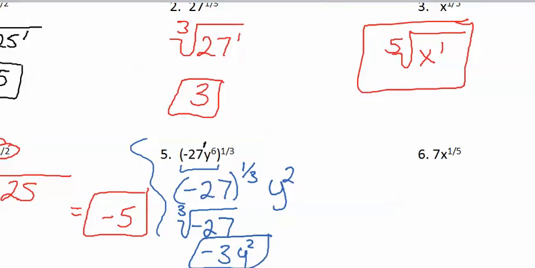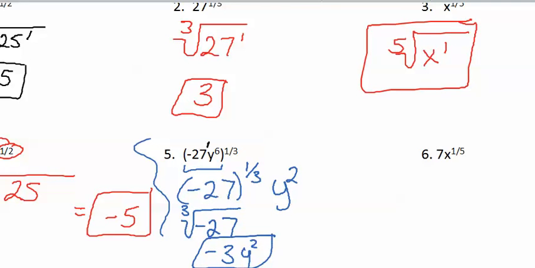And finally, number 6 is another one of those cases of making sure we are careful about where the exponent is applied. The exponent is only applied to the x because there are no parentheses. So the 7 drops down, but the x goes underneath the radical, so it's going to be the 5th root of x.